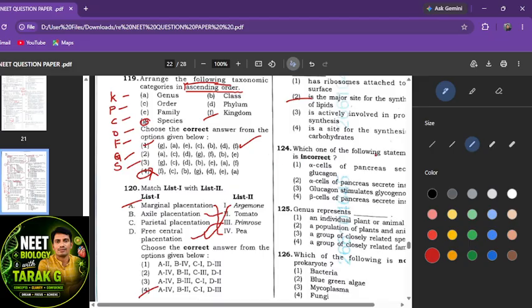Go for the 124. Which of the following statements is incorrect? These are regarding the pancreas. Alpha, beta, for insulin, right? Alpha cells of the pancreas secrete glucagon. Correct, incorrect, they asked. Okay, 124 is incorrect. So this is the correct one. Okay, alpha cells of the pancreas secrete insulin, they given. This is wrong. Glucagon stimulates glycogenolysis. These are all right. 2 is the correct answer. Okay. Next one, 125.